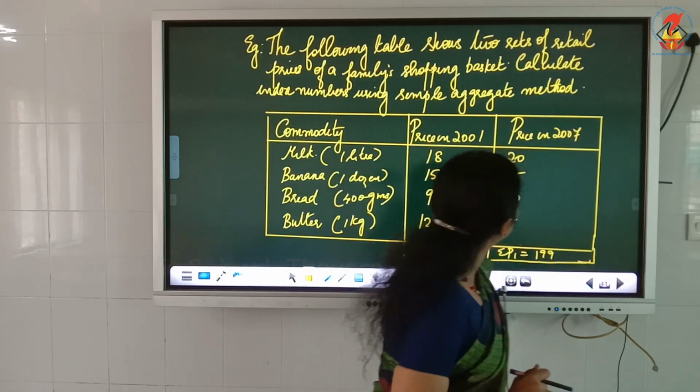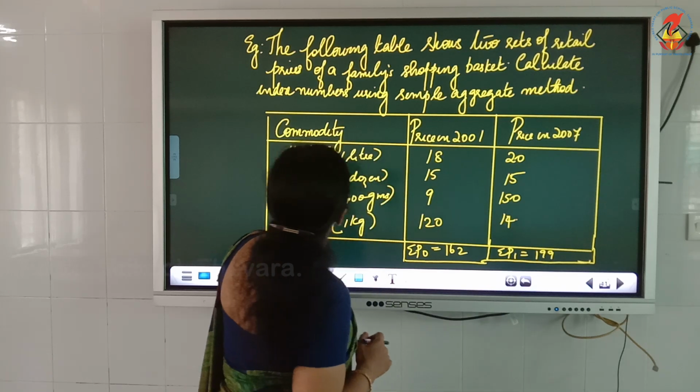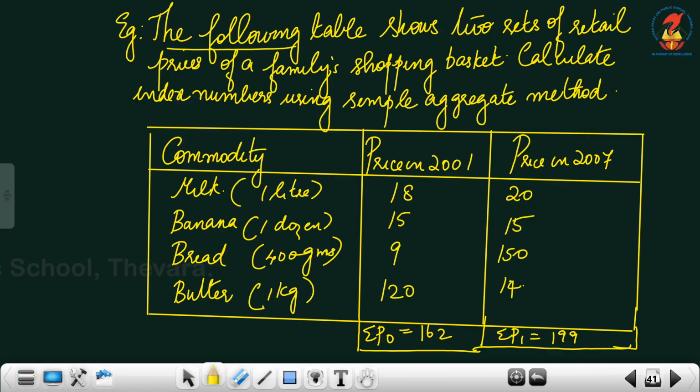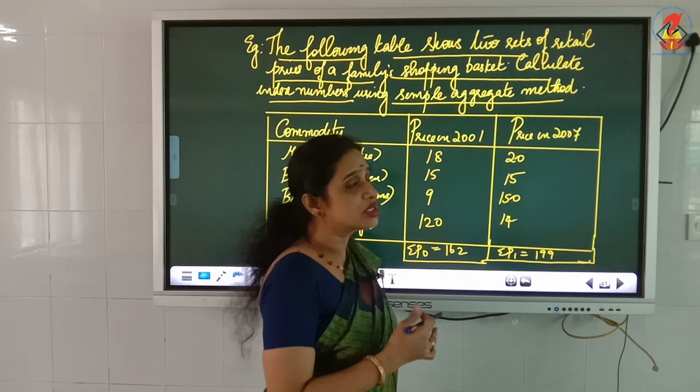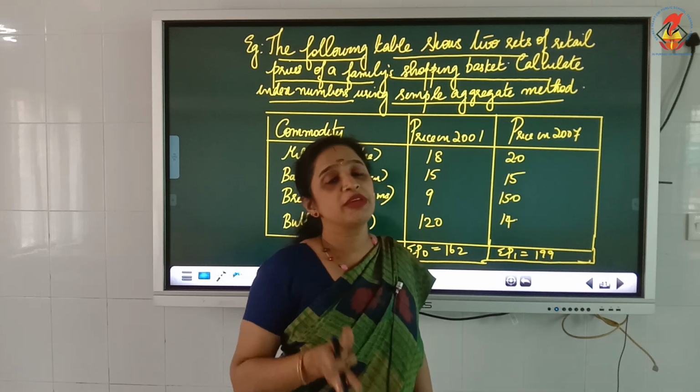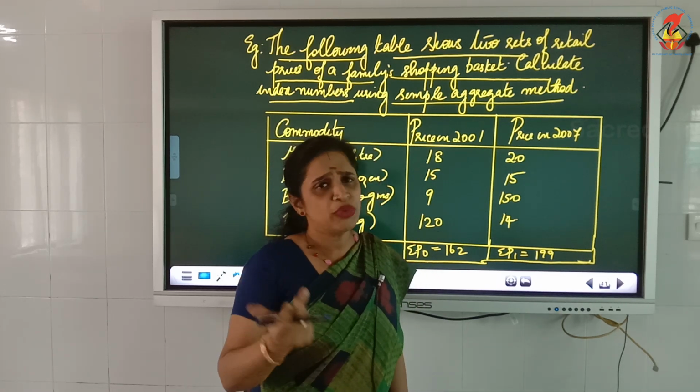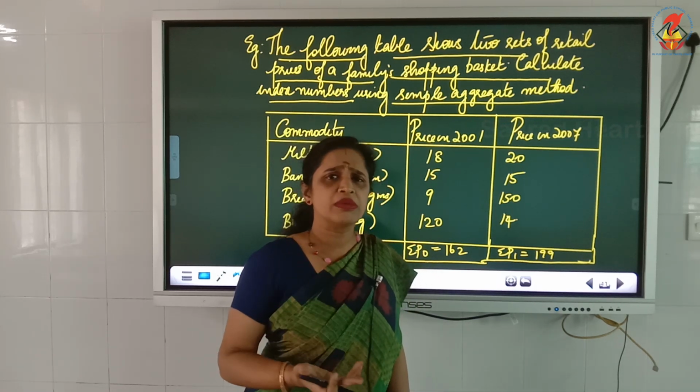Now, based on that formula, I have given an example here. The following table shows the two sets of retail prices of a family's shopping basket. Calculate the index number using the simple aggregative method. This table shows the purchasing pattern of a family where a few commodities are involved.